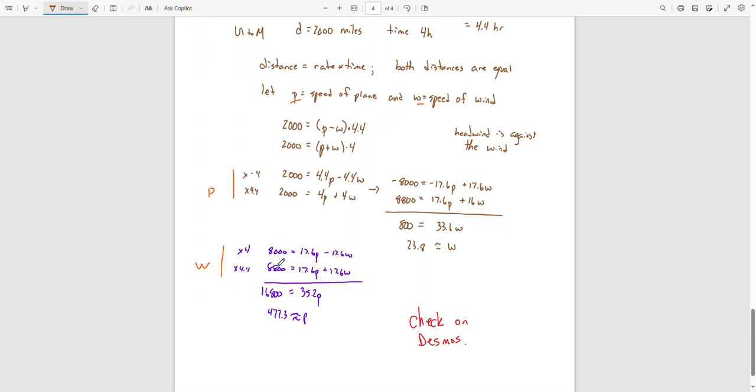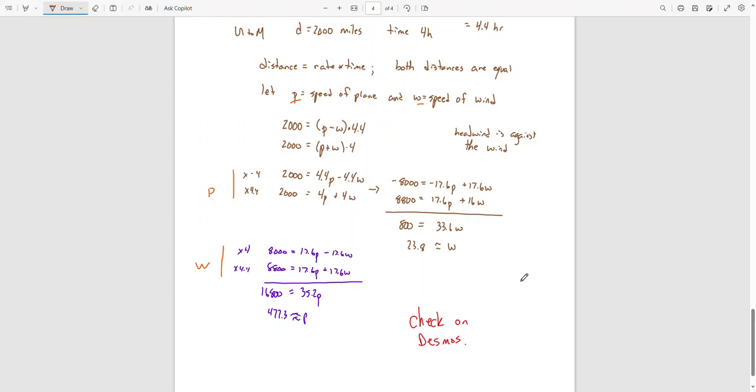8,000 plus 8,800 is 16,800. 17.6p plus 17.6p is 35.2p. And when I divide both sides by 35.2, I get 477.3 as the speed of the plane. And this is miles per hour. And I thought to myself, that doesn't seem right.